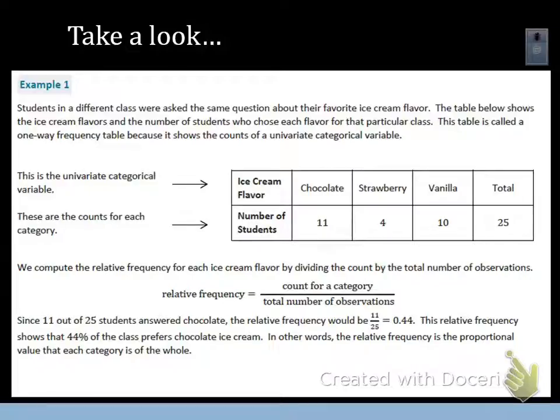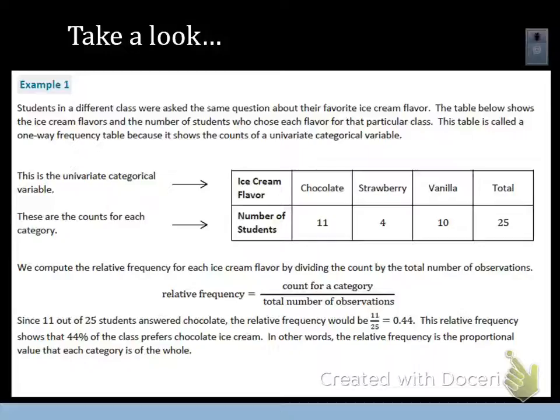So if we were asked to compute the relative frequency for each ice cream flavor, we simply take the number of students that preferred that over the total number of observations. So this is just like probability. So when we found probability last week, it was the same thing. We could have said we were finding the relative frequency.